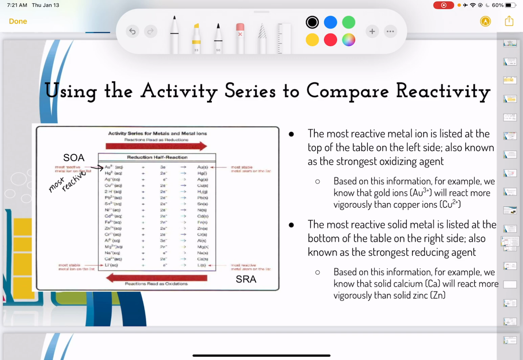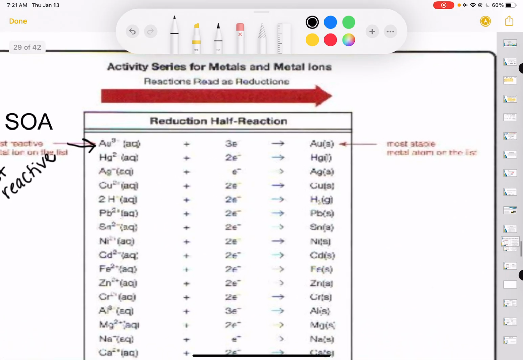Also known as the strongest oxidizing agent. Based on this information, for example, we know that gold ions will react more vigorously than copper. Because gold is at the top of the table, it's going to be more reactive than anything below it. If we look at copper, which is right here, copper's not as high on the table, so it's not going to be as reactive.